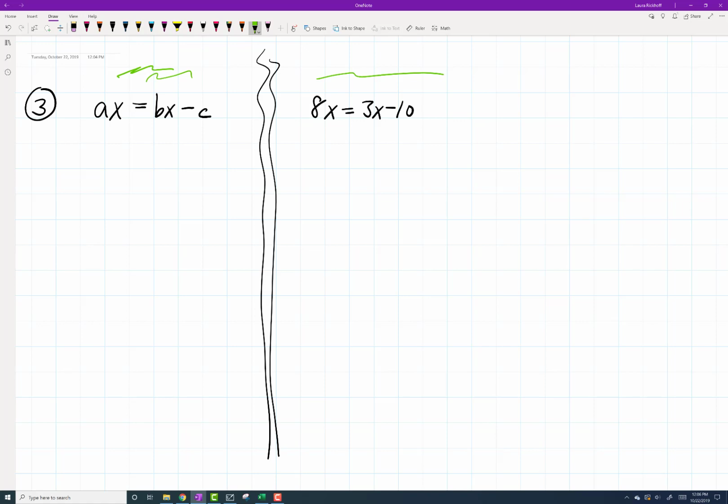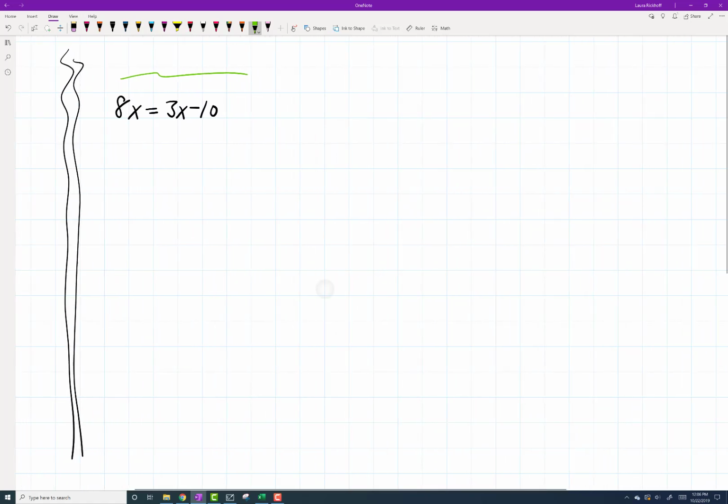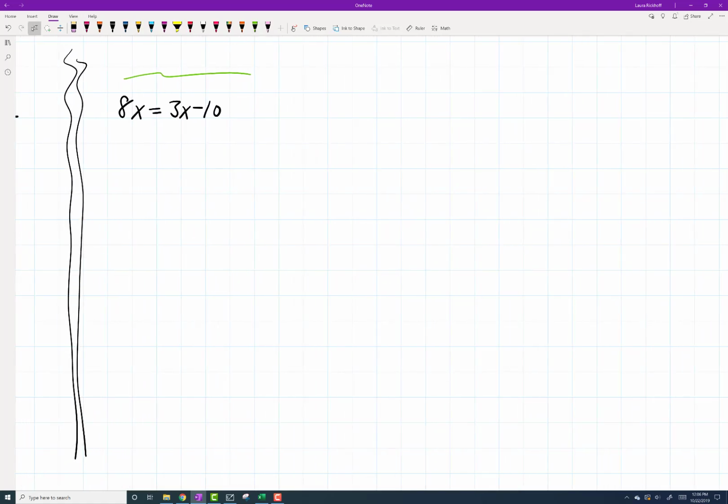If you weren't looking at that scary thing and you were just asked to solve this equation, you would go la-di-da-di-da, I can totally do that. I'm going to subtract 3x from both sides. You would do 8x minus 3x, and you would call that 5x in a heartbeat, right? And then on this side, you have the minus 10.